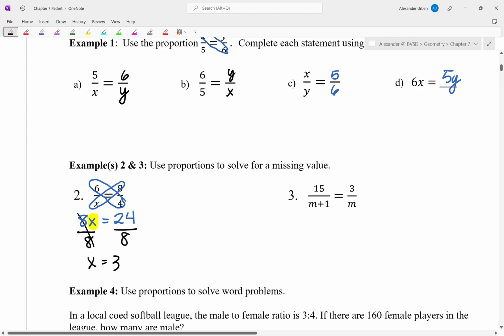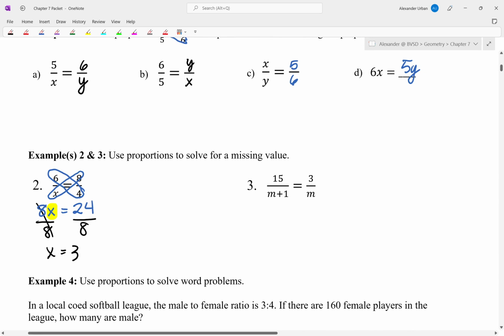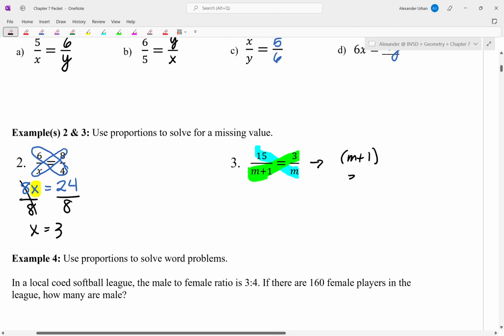So we're going to do the same motions on number 3, but we are going to cross multiply m plus 1 times 3, and that's going to be equal to 15 times m. And I'm going to rewrite that. I'm going to rewrite this one step by step because it's really, really important to note that m plus 1 is a single number and it needs to be in parentheses. And if it's not, then we're going to end up having a large mistake of not using distribution. So this is our first step.